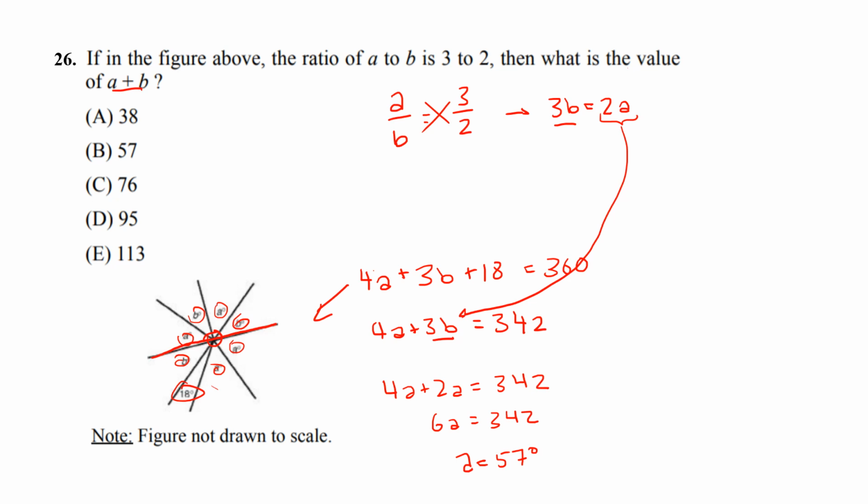Alrighty, now let's try to find B. Let's just plug A back into this upper equation here. Because why not? 3B equals 2A. 2A equals 114 equals 3B. Divide 114 by 3, and we get B equals 38 degrees. So now the question asks us A plus B, so let's just add both of these together. 38 plus 57 is 95, and that's our final answer.